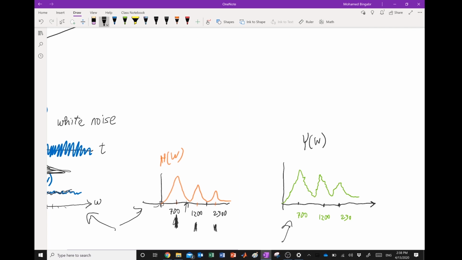Now the question is, how do we create a system that looks like this, that will amplify the 700, the 1200 and so forth? Well, we can use the pole zeros technique.